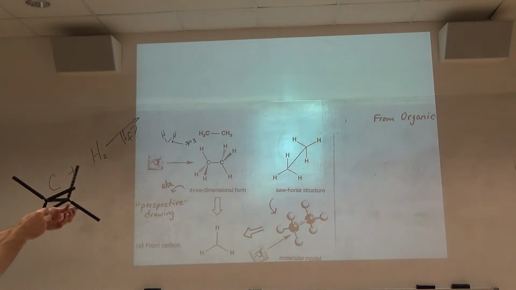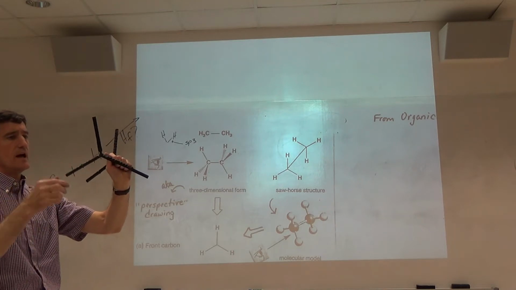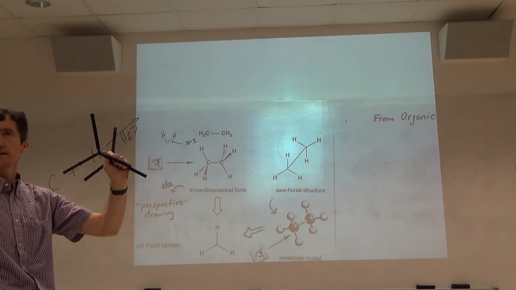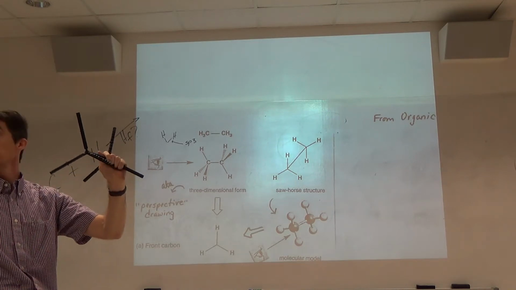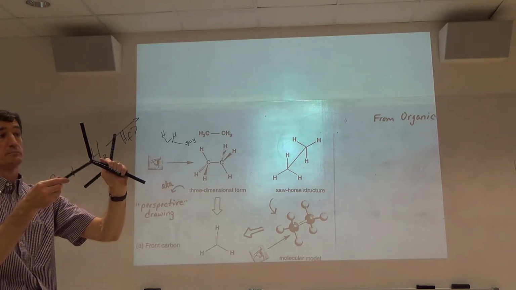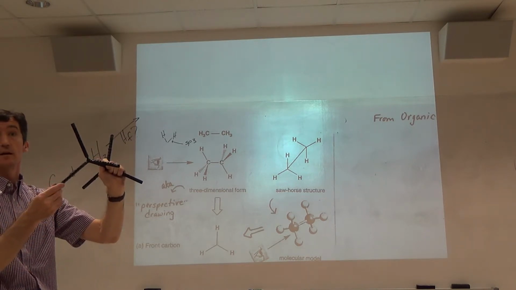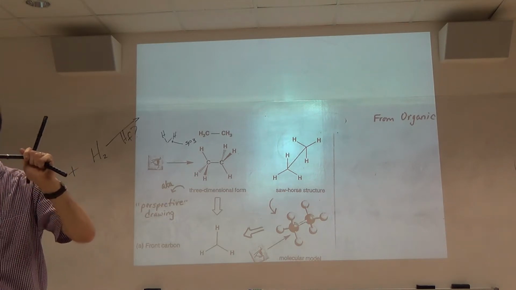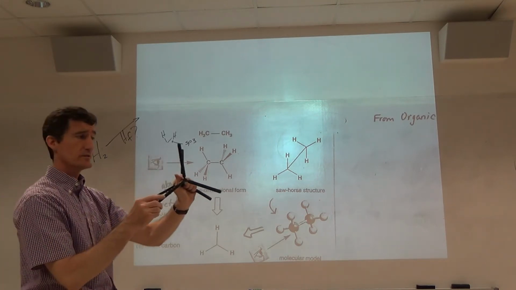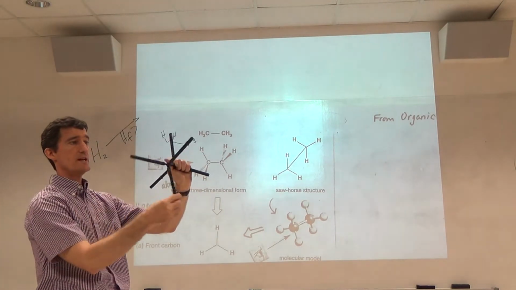Now, for ethane, I'm going to hold the back carbon still. How many different conformations can I get? Well, the first answer is 100 gazillion. It's infinite, because that's a different conformation, and that's a different conformation, and that's a different one. But we're not going to do all 100 gazillion. We're going to go to ones that we can define. That's called eclipsed. Let's rotate to staggered.